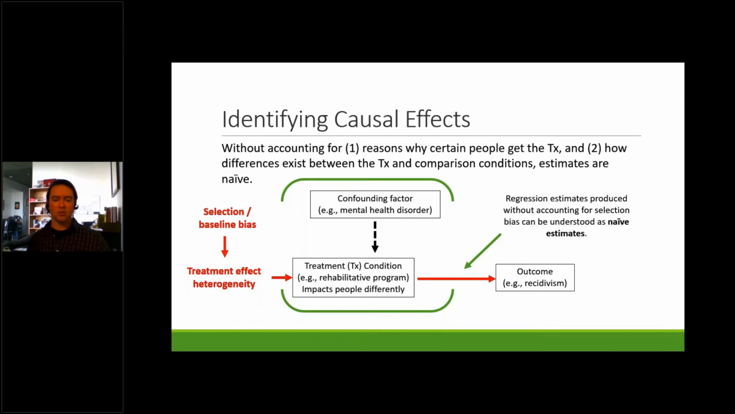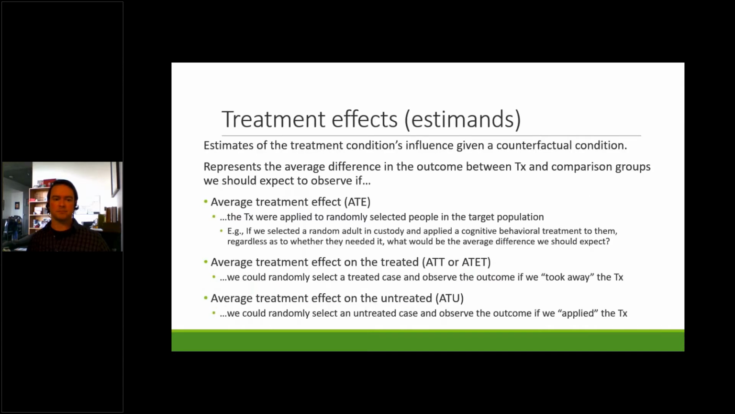Moreover, in order to appropriately account for the treatment effect heterogeneity, we need to differentiate between types of treatment effects. Treatment effects, otherwise known as estimands, are estimates of the treatment effect on the outcome given a counterfactual condition. Generally, there are three estimands we refer to and are interested in: the average treatment effect, or the ATE, the average treatment effect on the treated, the ATT or ATET, and the average treatment effect for the untreated, or ATU.